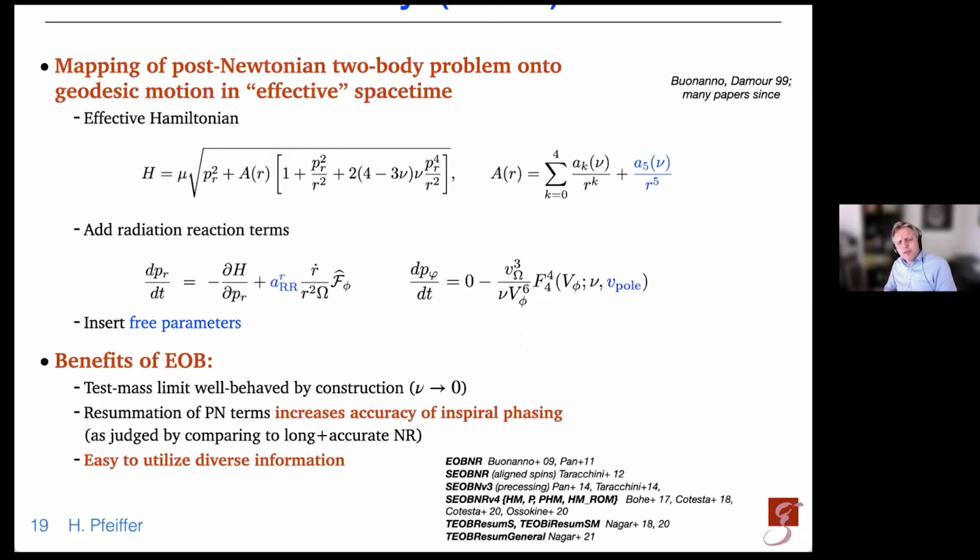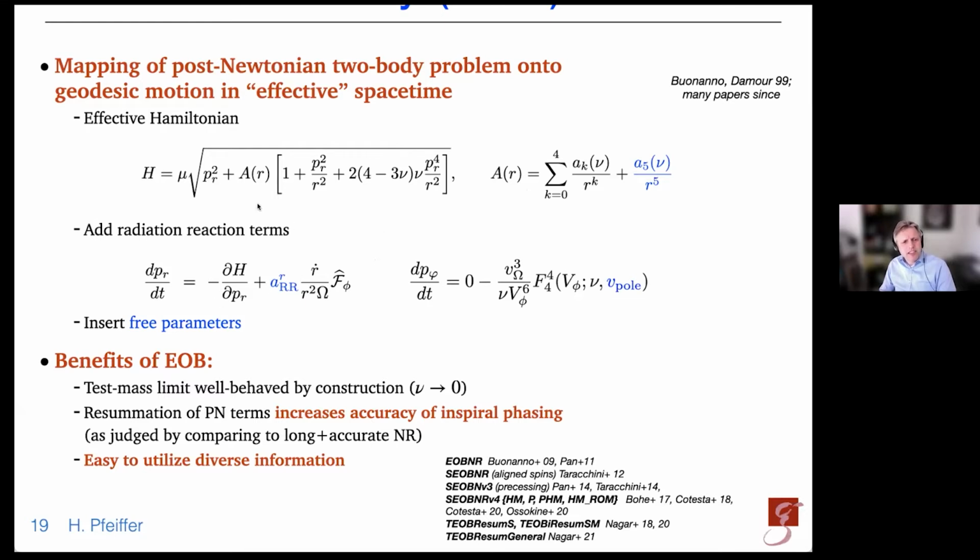There are three primary methods for doing such waveform models. One of them is based on the effective one-body approach of Buonanno and Damour. And this utilizes a mapping of post-Newtonian two-body dynamics onto the geodesic motion in an effective spacetime. So using various fancy theoretical techniques and insights, one proposes a certain effective Hamiltonian where there's a free function A in here that is a post-Newtonian series. And it turns out this seemingly simple looking Hamiltonian reproduces all the post-Newtonian complexities.